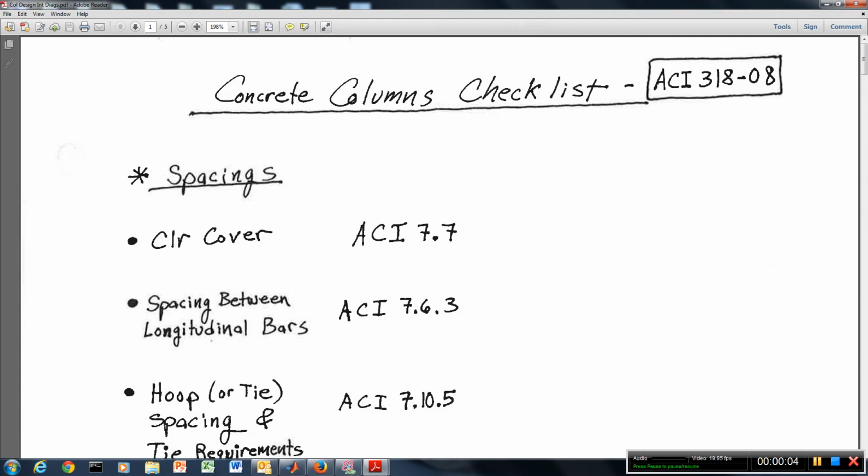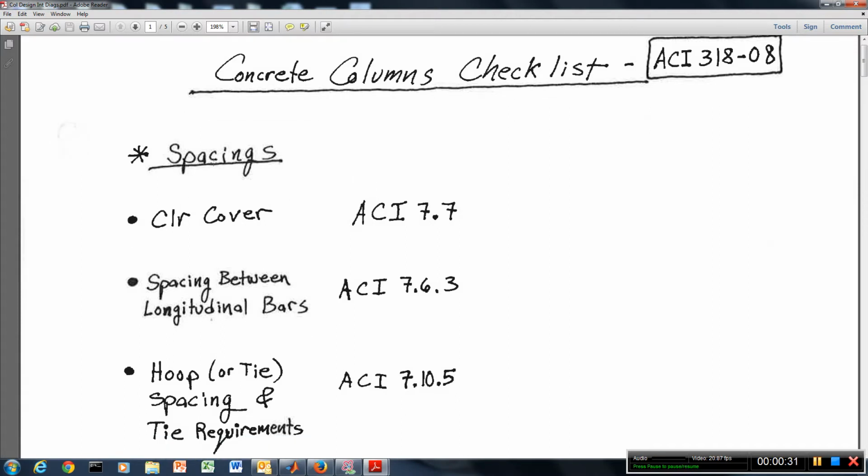In today's lecture, we're going to learn about short column design using interaction diagram charts. And before we do that, I want to remind you of some basic things that you always need to check when you are designing the cross-section of a reinforced concrete column. Here we have what we call a checklist, and I want to go over these things.